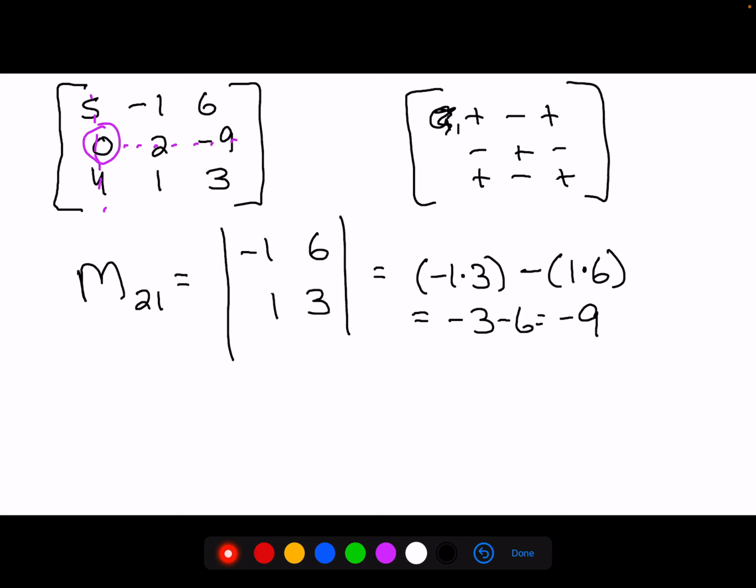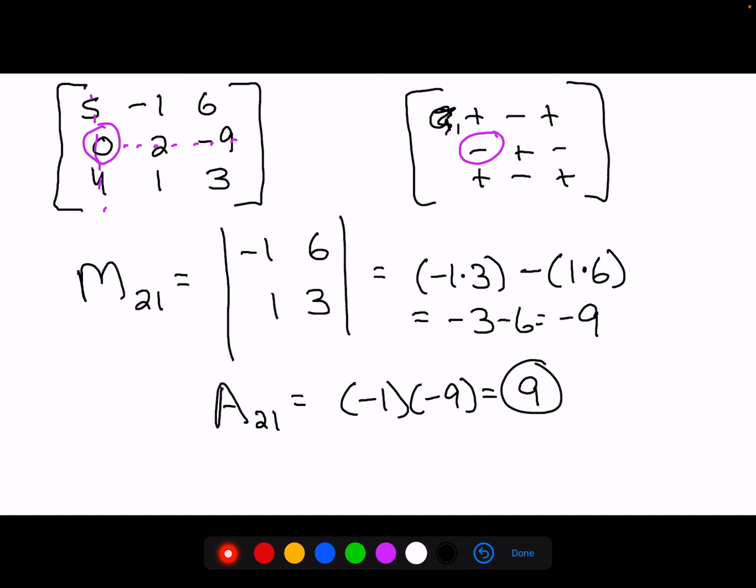And then remembering I have to use that negative symbol, my cofactor at 2,1 is negative 1 times negative 9, which is 9. Or if you want to think about it, negative 1 to the 2 plus 1 power is negative 1 cubed, or negative 1. So that's how you know to use that there.